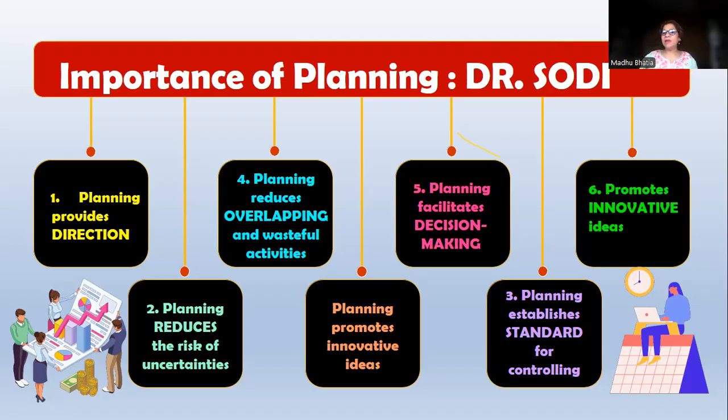Then third goes down to Dr. Sodi. S: planning establishes a standard for controlling. तो controlling में जब हम जाते हैं तो ये जो benchmarking है, setting of objectives जो है वो यहाँ पे ही set हो जाता है. So what, when, how, where, why, it is all decided over here. तो standards आपने यहीं पे set कर दिए हैं that what is the objective which is supposed to be achieved. So standards are set up in planning. So without planning, there is no scope for controlling.